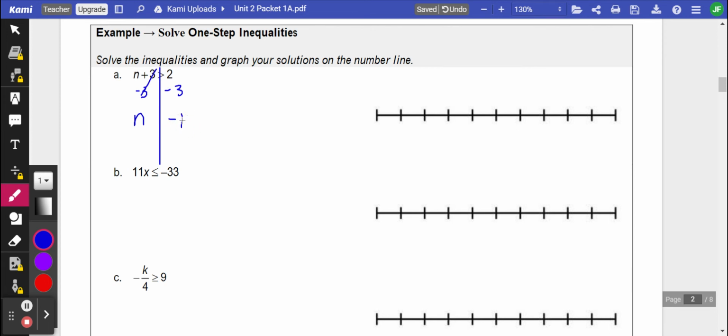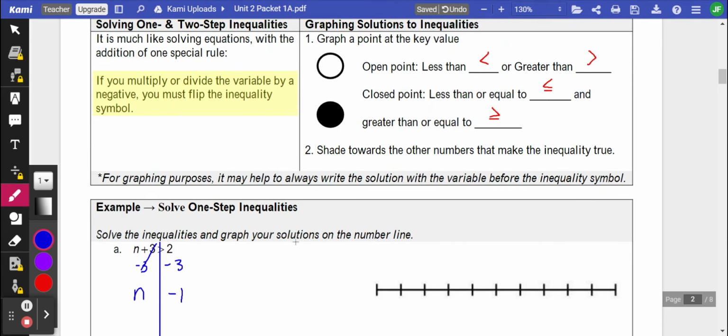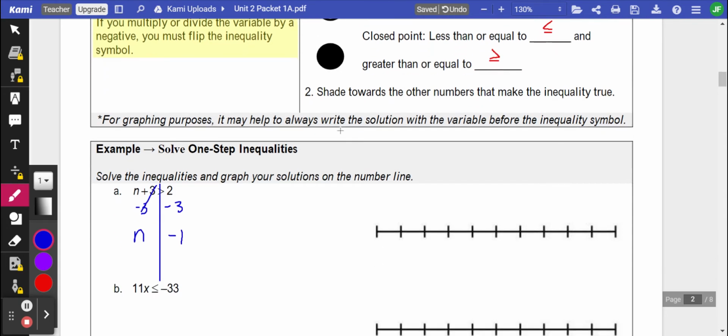Okay, I deliberately left out the inequality symbol because I want to check for this rule right here. So I'm going to ask myself, did I multiply or divide the variable by anything? And my answer for this one is actually no, because I subtracted. So I don't have to worry about that new rule. I bring my inequality sign straight down. So my final answer is that n is greater than negative 1.